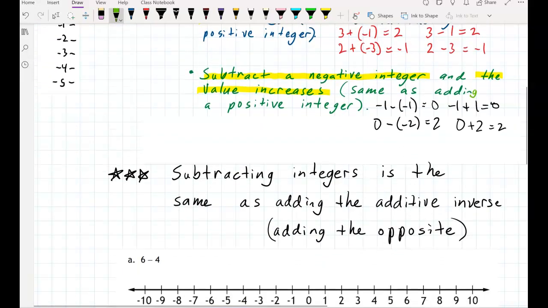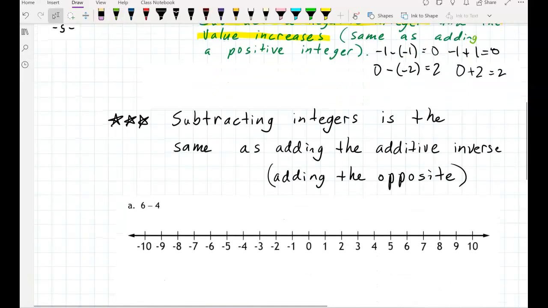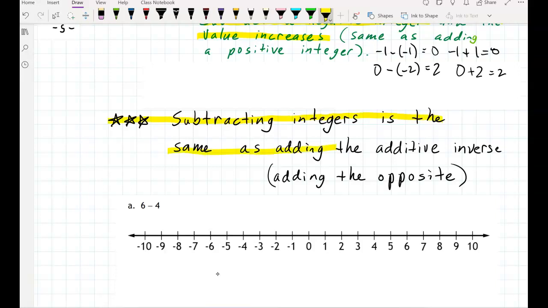Okay, so what do you need to take away from all this? When we subtract integers, highlight this, I'm going to copy this down. Subtracting integers is the same as adding the additive inverse, or remember what additive inverse is? That's the opposite. So subtracting integers is the same thing as adding the opposite.